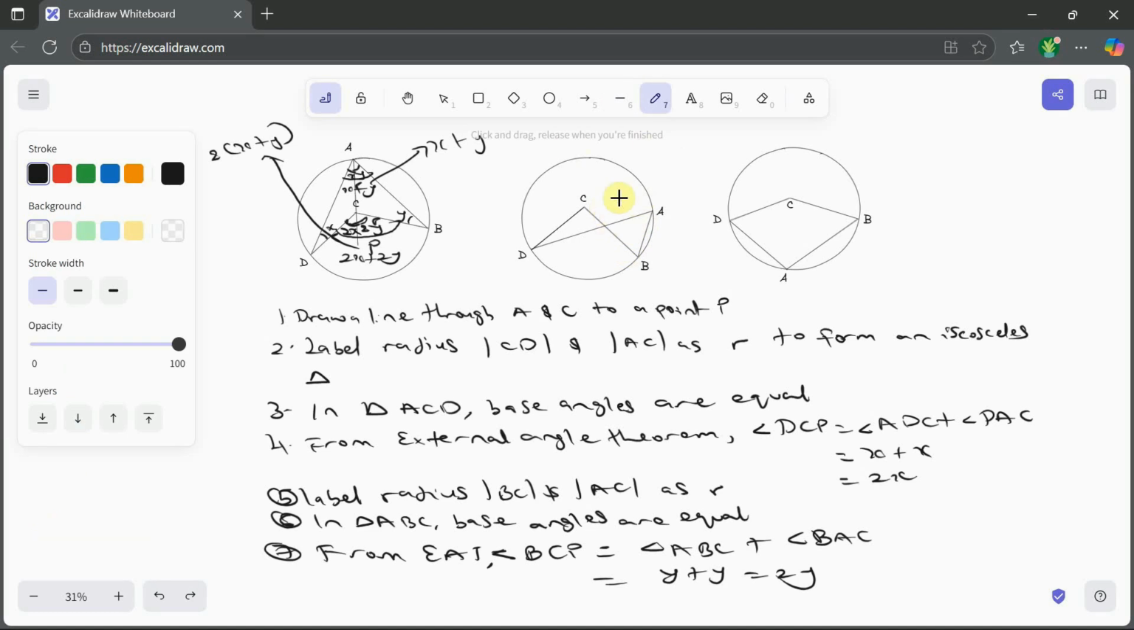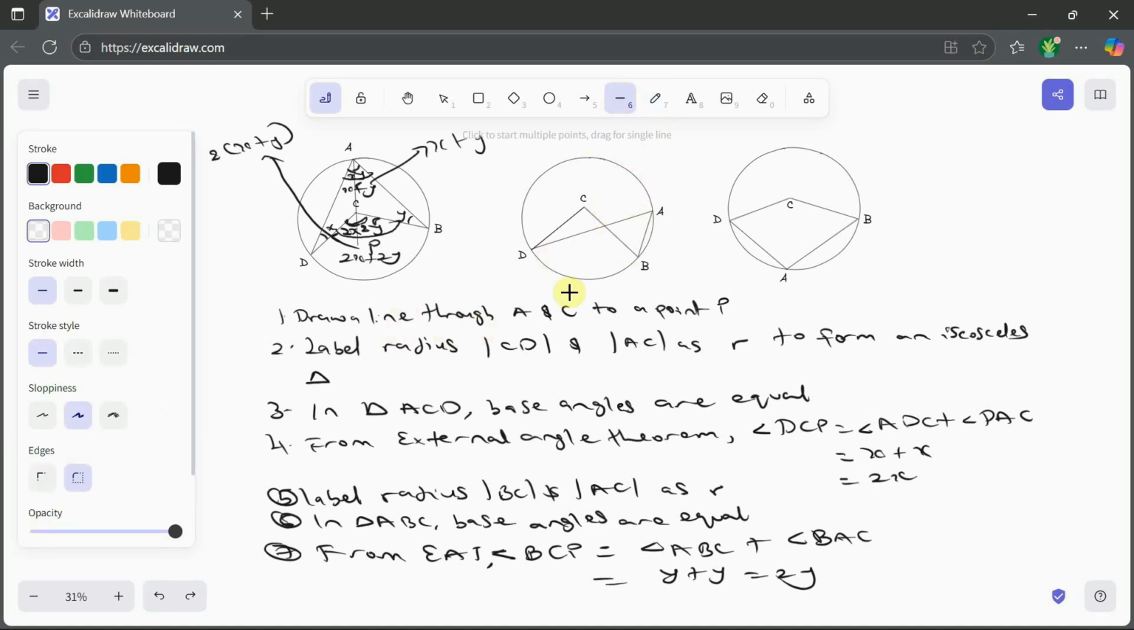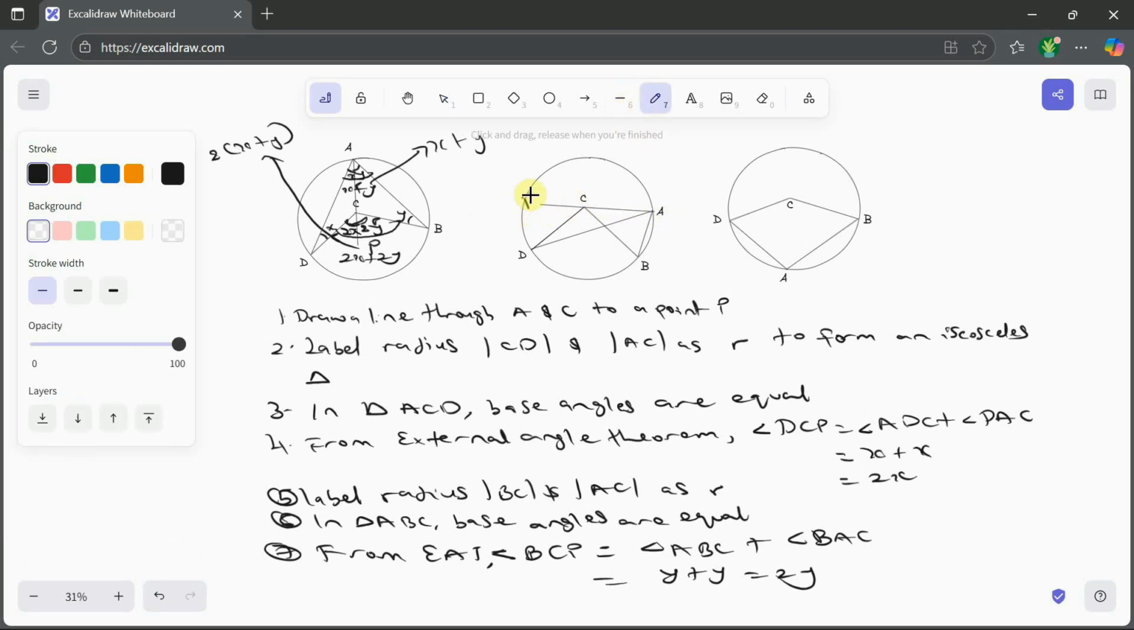If you are given to prove for this type, it's still the same thing. To solve this, I also do the same thing. Draw a line through AC to point P. So the point P is here. Next thing is label radius CD and AC as R. So this R and this R. Of course, the base angles are equal. So if this guy is X, this guy also will be X.